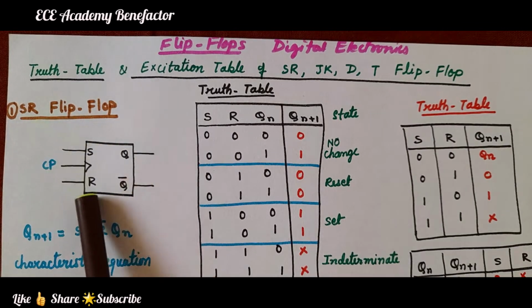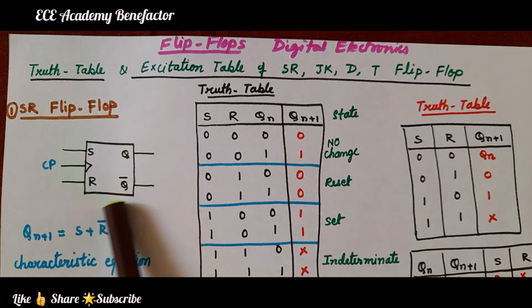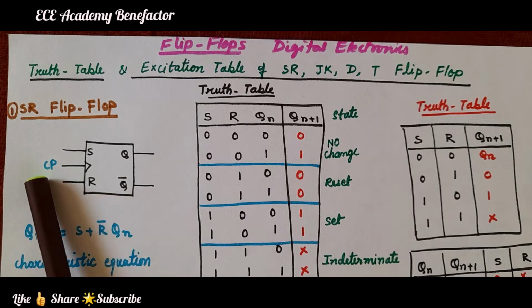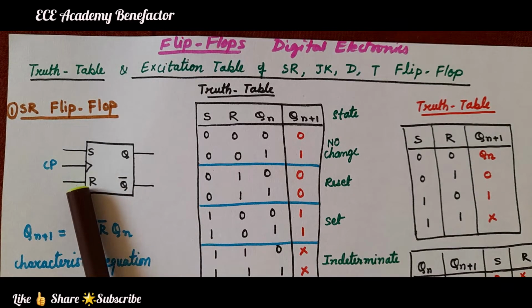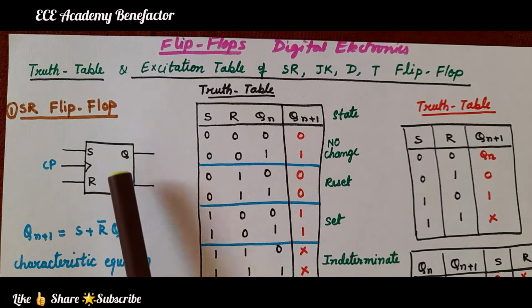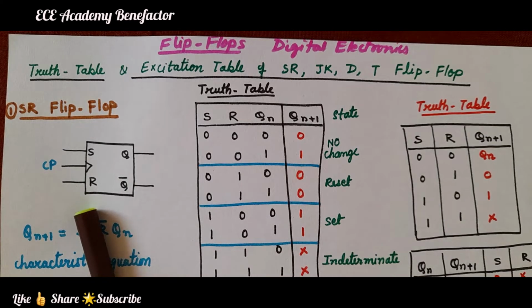The first one, SR flip-flop, its circuit symbol is drawn here. This is a logic diagram of the SR flip-flop. S and R are the inputs and CP is the clock pulse. It is a positively edge triggered flip-flop, so it is shown with this triangle. Q and Q bar are the outputs. The logic diagram of SR flip-flop.